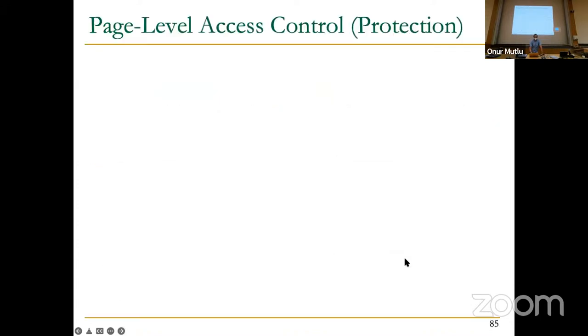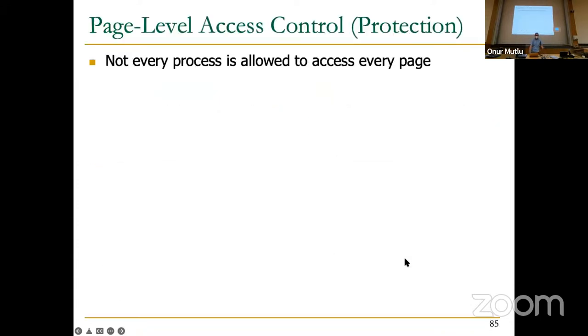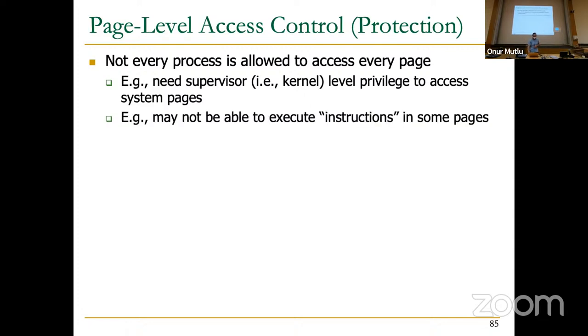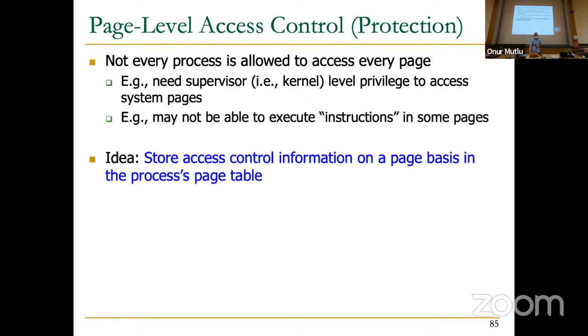Let's take a look at how this is done. So this is called page level access control or protection. Not every process is allowed to access every page. And at the very basic level, to access system level pages, you need supervisor or kernel level privilege. Supervisor is the old name for kernel. And you may not be able to execute instructions on some pages.